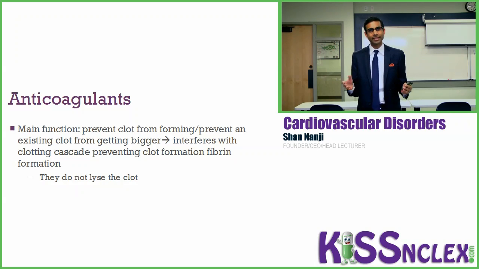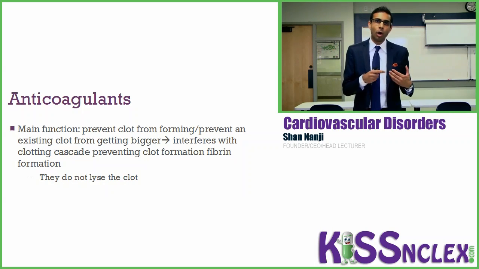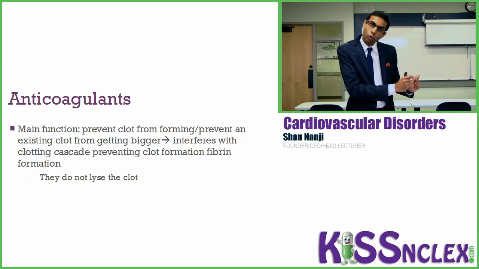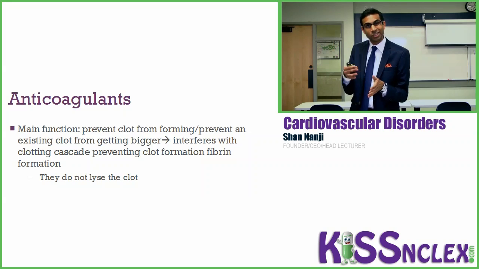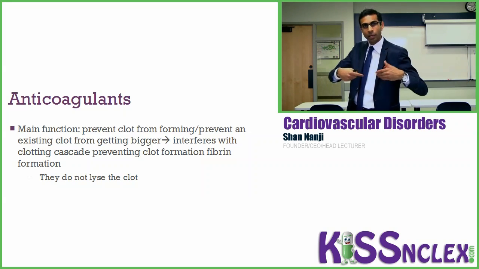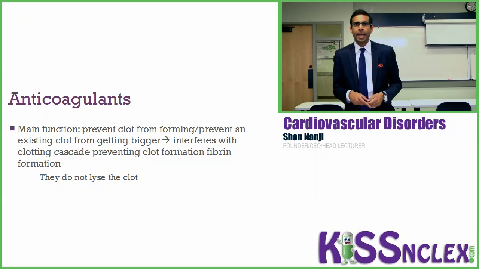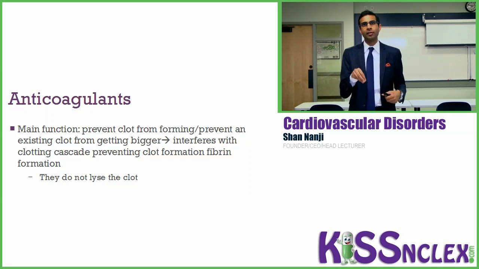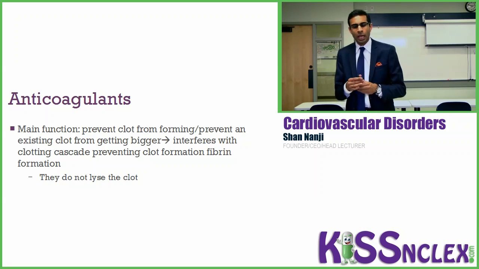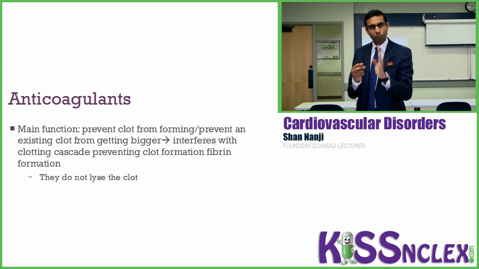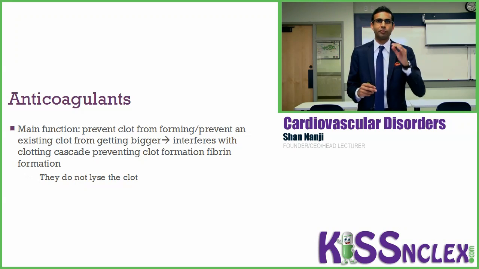So the main function of anticoagulants is to prevent these clots from forming, okay? And also from preventing clots that have already formed from getting bigger. So in MIs, we're giving them to prevent additional clots as well as prevent that clot from getting bigger. Now, these work by interfering with the clotting cascade as well as fibrin formation. So keep in mind that these do not actually break up the clot or lyse the clot. They just prevent it from forming, okay?